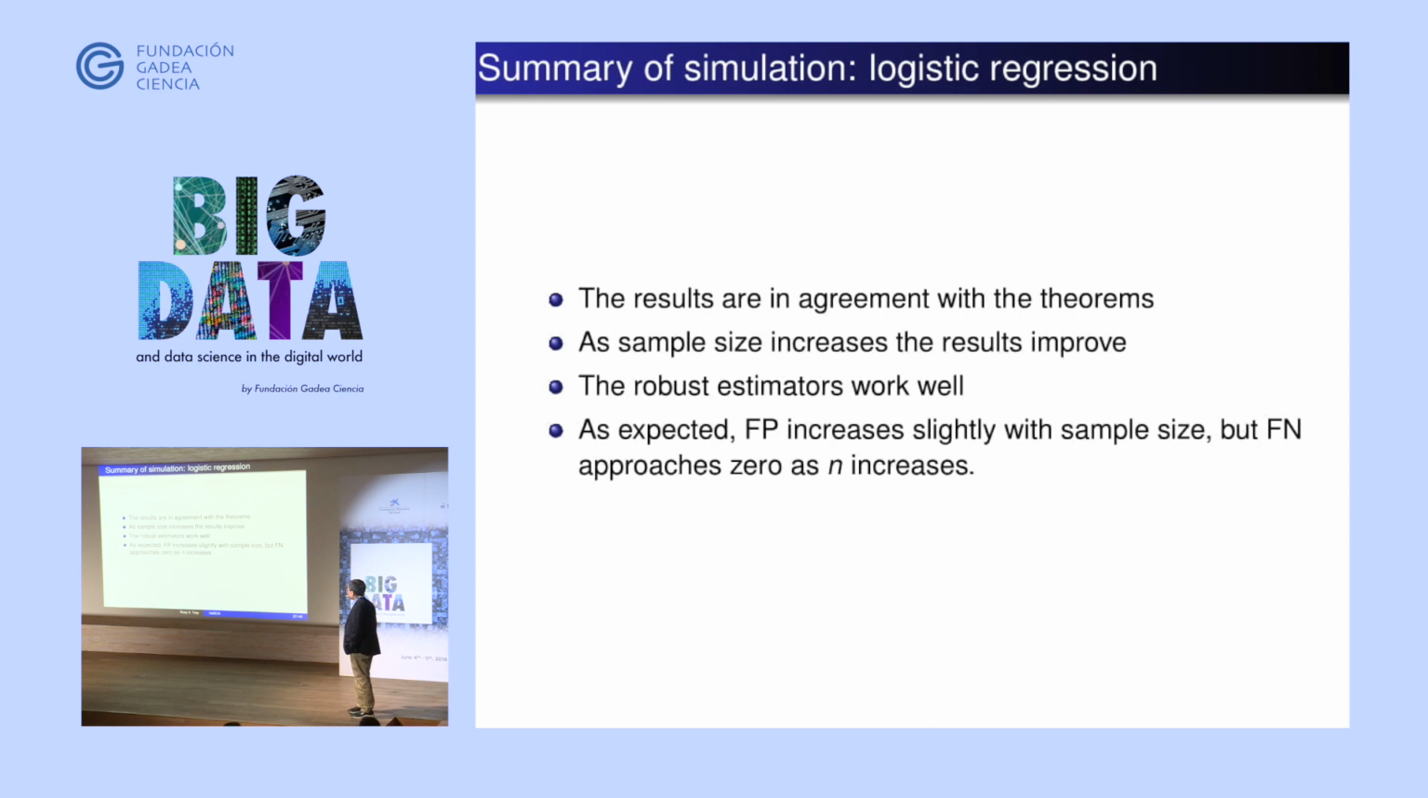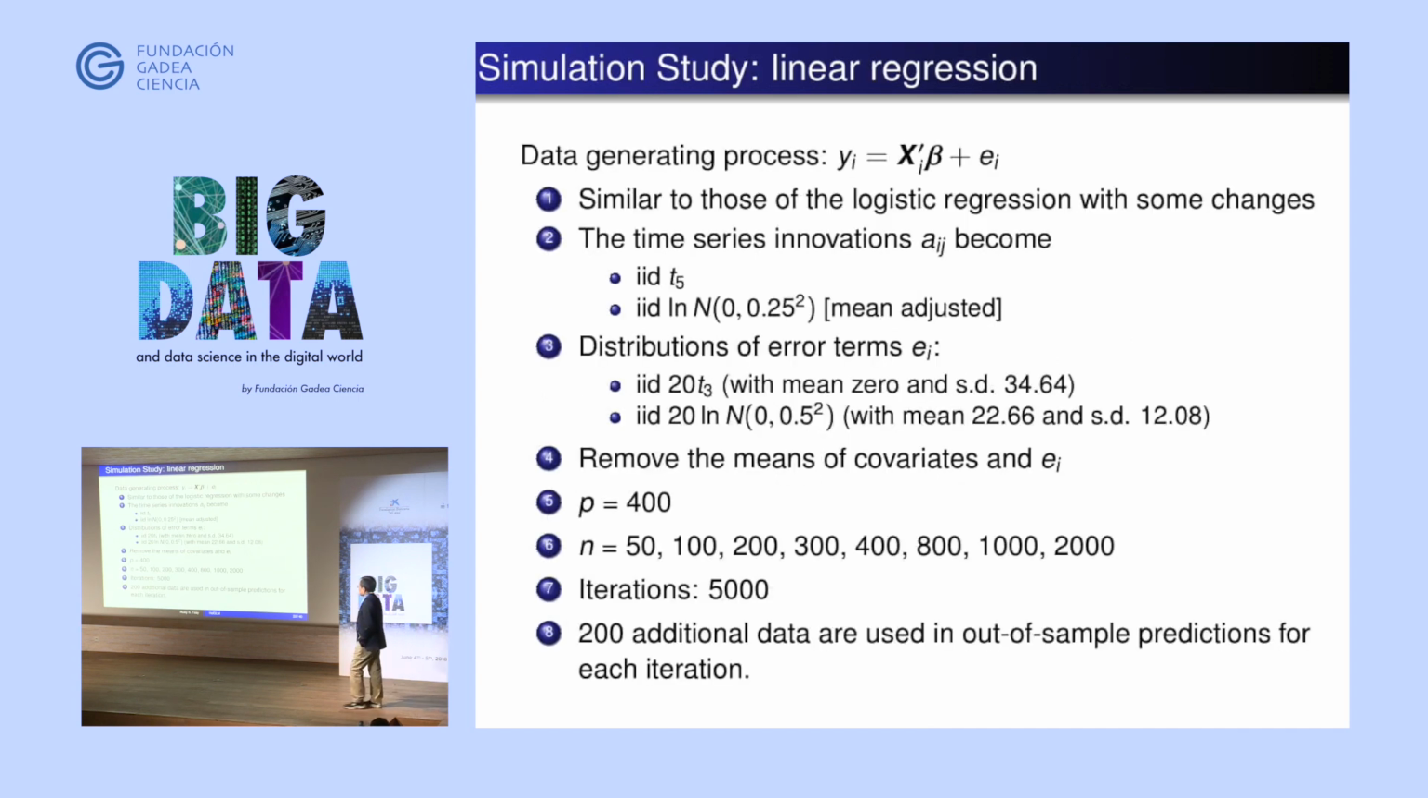Okay, you can do that. So basically, you can see that the result is in agreement with the theorem we tried to obtain. As sample size increases, your performance improves, and the robust estimator actually works quite well. In terms of estimation, I think the main reason is it provides you a better estimate of the beta coefficient. And for out-of-sample prediction, we don't really robustify the X. You just use the original predictor to do prediction. So that, I think, is the main reason. So the false positive rate increased slightly with sample size, but the false negative rate approached 0 as sample size increases.